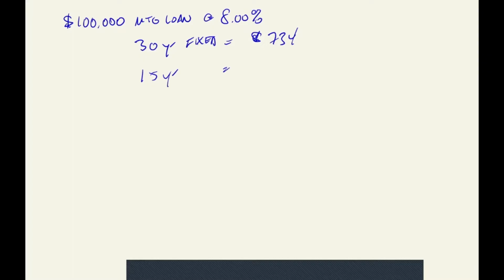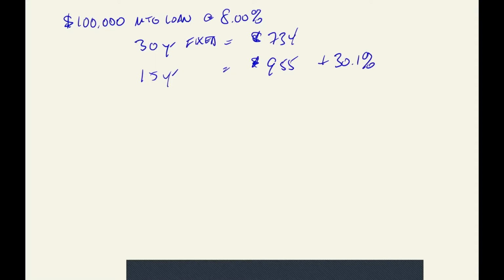Now, if you wanted to pay it off in half the time, let's say you take a 15-year fixed, and actually right now the rates are about the same because the yield curve is inverted. I'm going to link to another video at the end of this that will talk about that and how it will benefit you on this loan. But on that 15-year fixed, you'd pay $955 a month in order to pay it off in 15 years. That's an increase in your monthly payment of 30.1%.